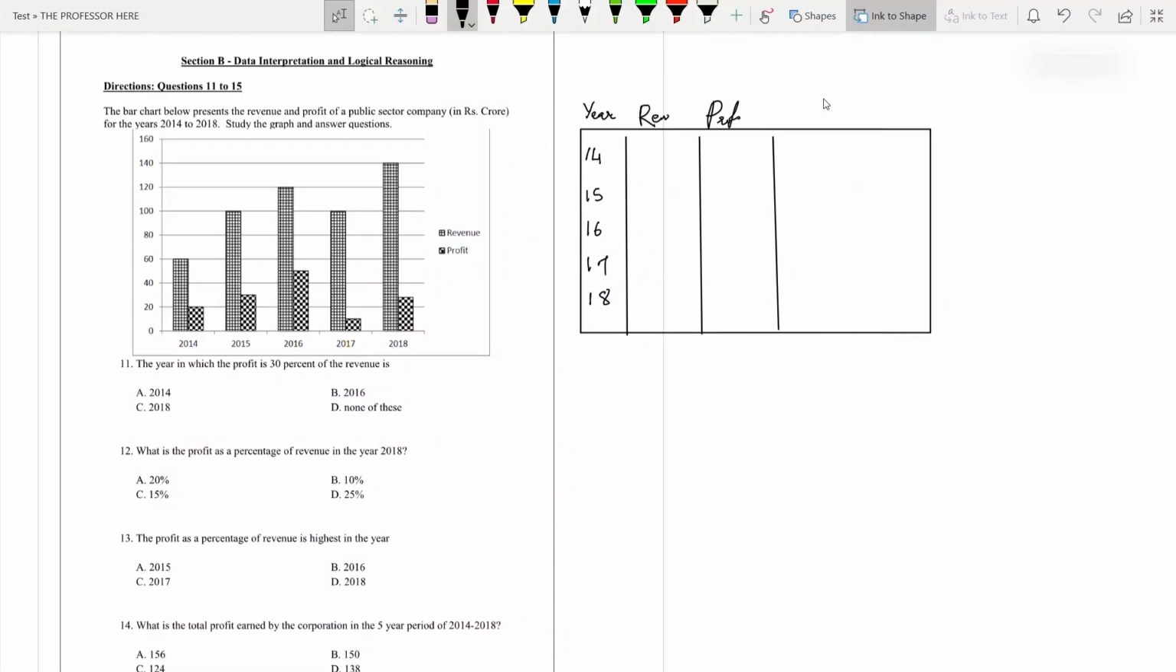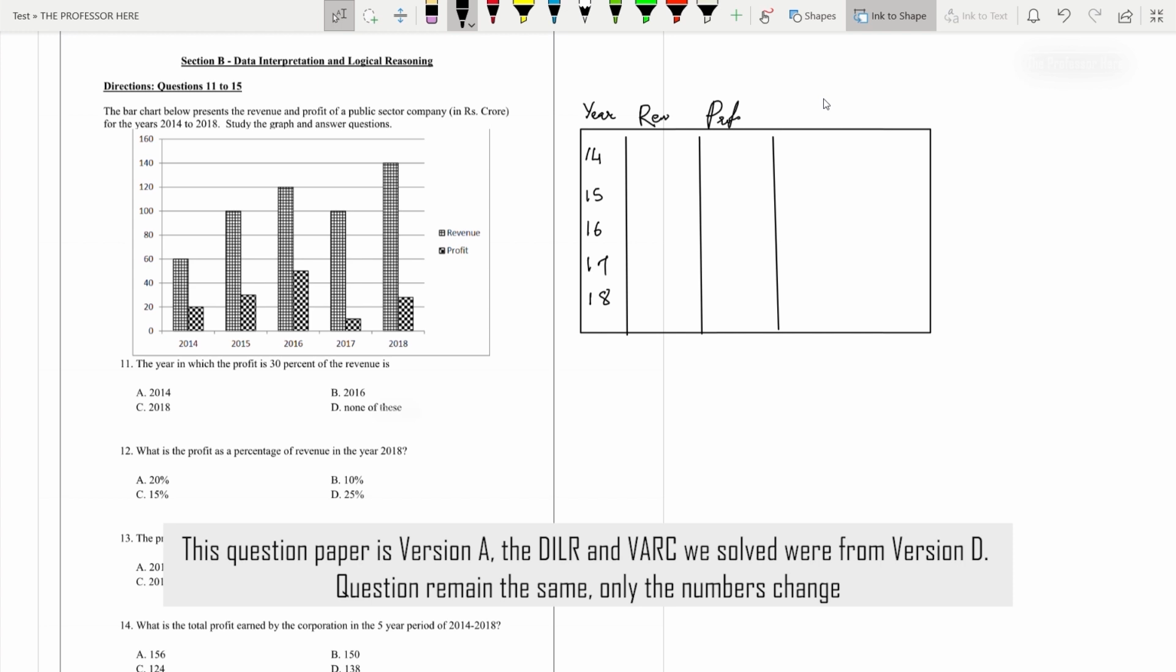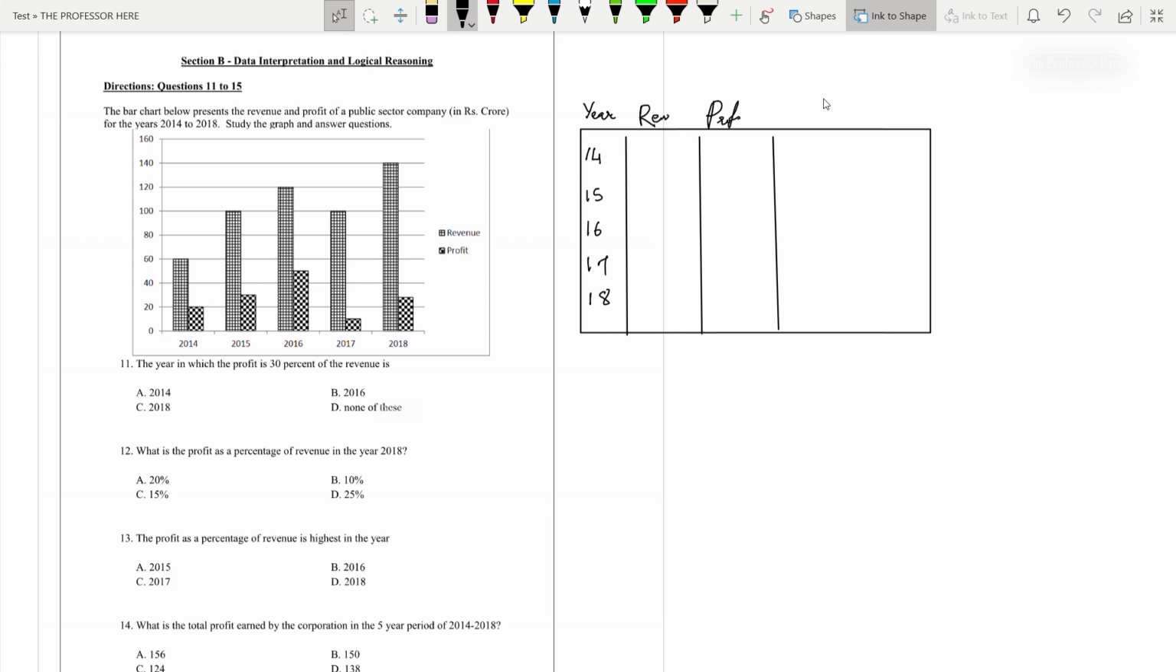In this video, we are going to do Section B data interpretation and the logical reasoning of MGNF Past Year Question Paper 2020. Question number 11 to 15. The bar chart below presents the revenue and profit of a public sector company for the years 2014 to 18. Study the graph and answer the questions.